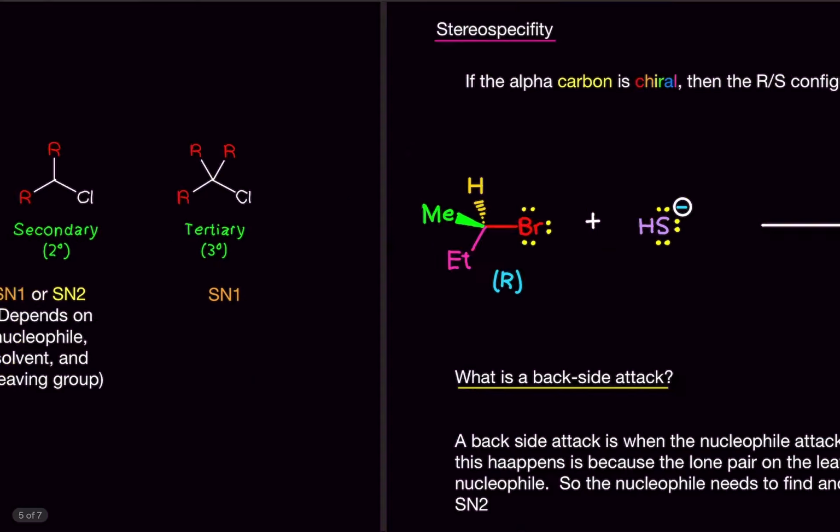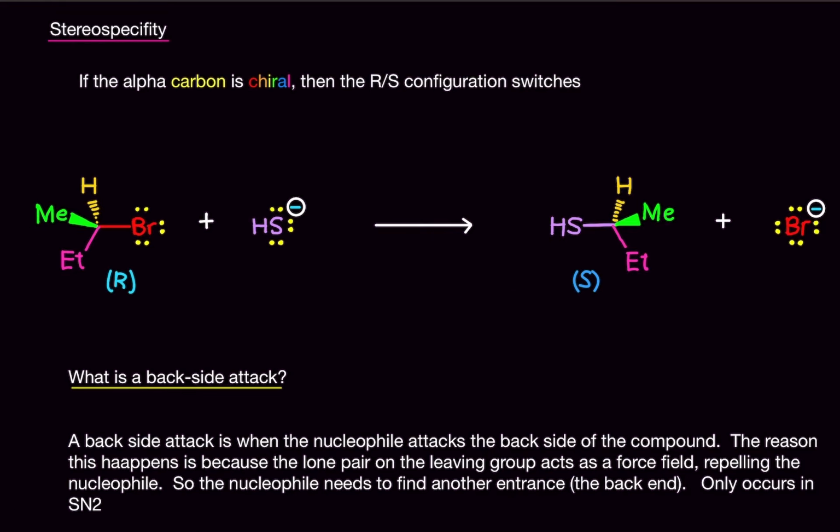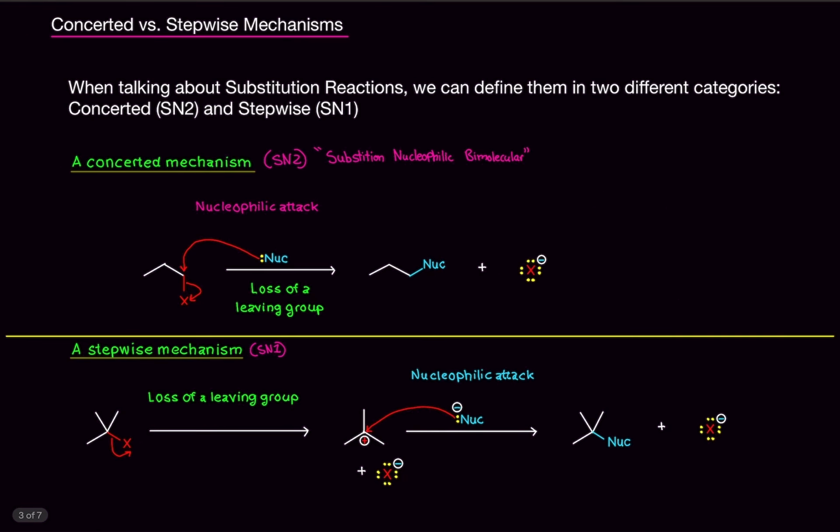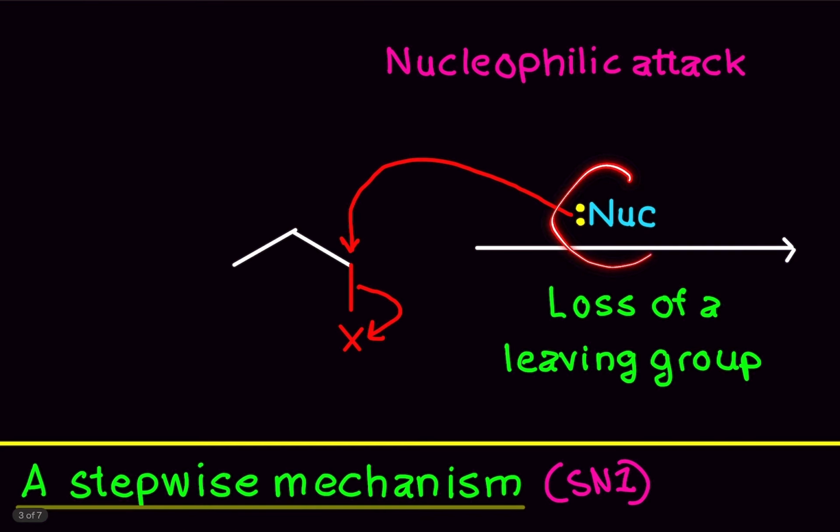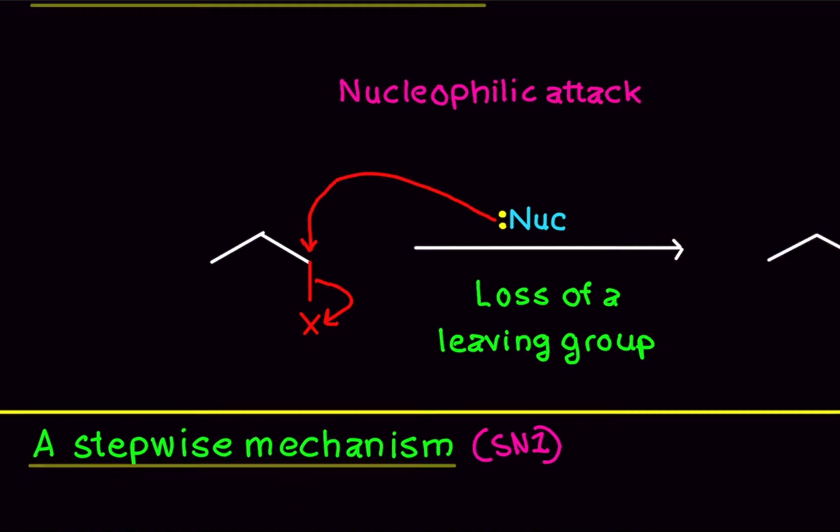So what this means is when you draw your mechanisms, you must always ensure that it's a backside attack. So the arrow is attacking the backside of where the halogen is, the alkyl halide is, okay?